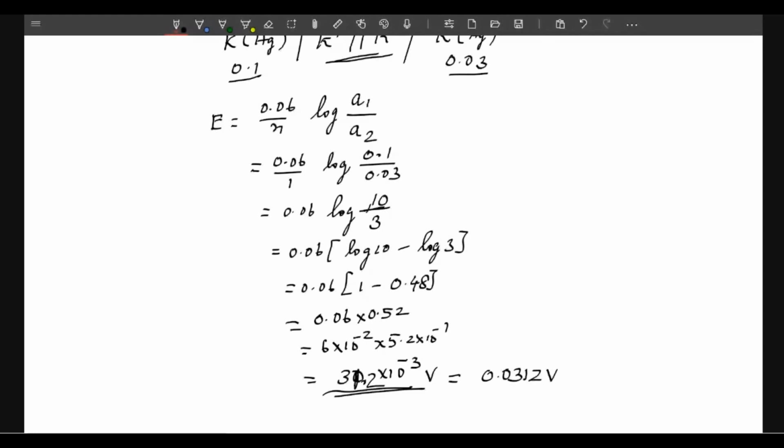If it is given in terms of millivolt, this is nothing but the milli. Therefore, the answer is 31.2 millivolt. So look at which unit they have given the answer in and write down accordingly. I think you know the way of doing the problems in this.